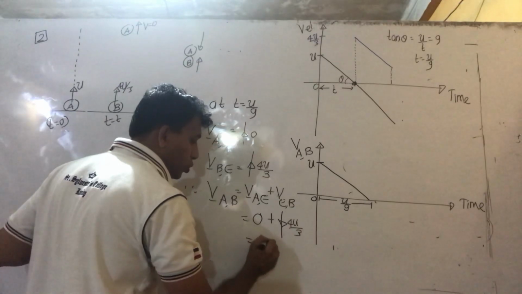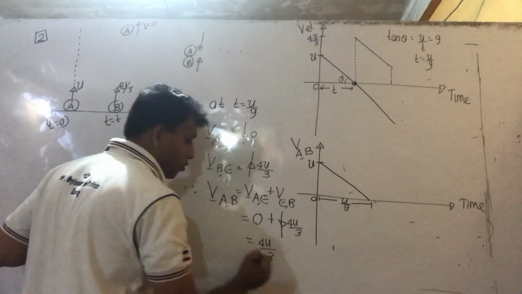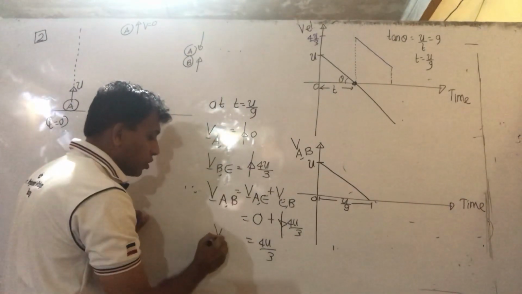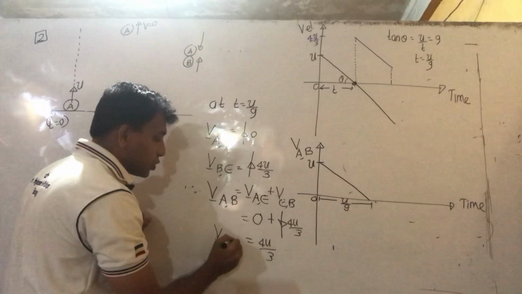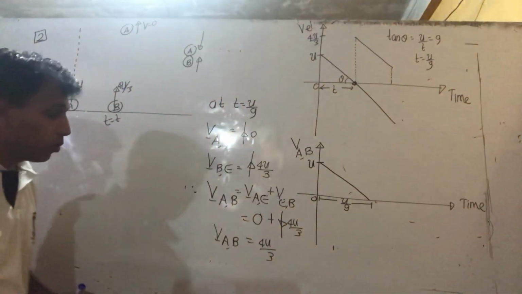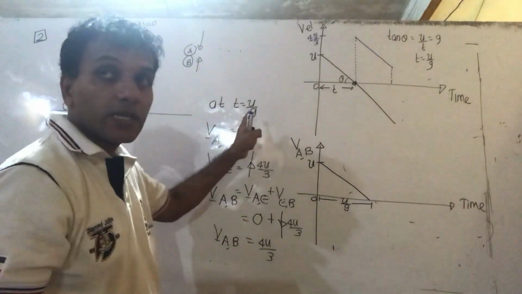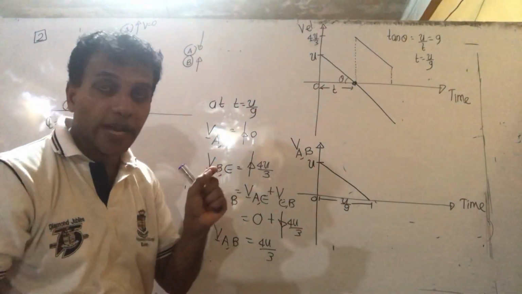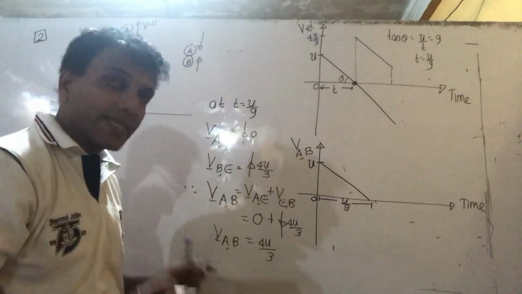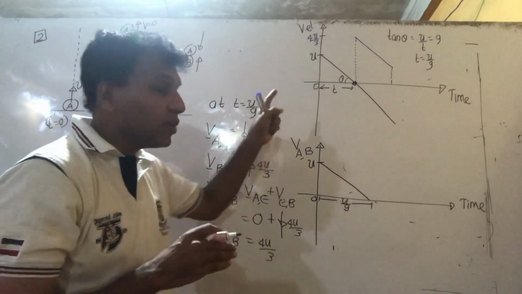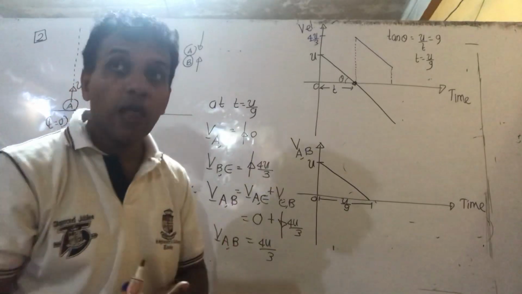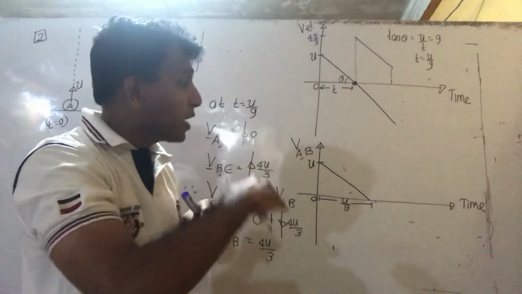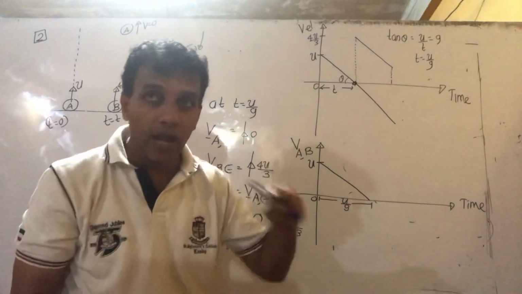Okay, 4U over 3 is the answer for what? At time T equal to U over G, this is the velocity of A relative to B, after time U over G, that is, when the second particle is projected. Now we look at the acceleration also. To draw the v-t graph, you need the velocity, and you need the acceleration also. Then only do you know the shape: is it an acute angle, an obtuse angle, or a parallel line, like that.